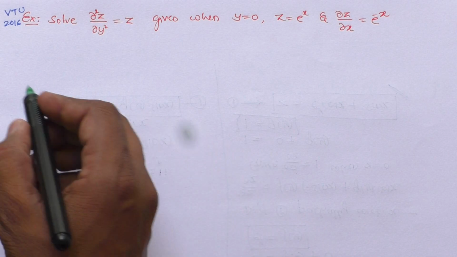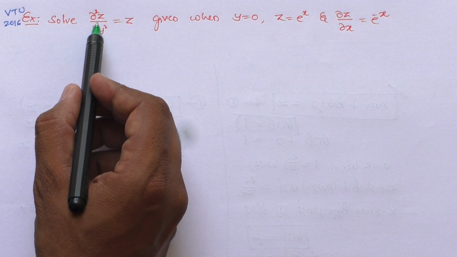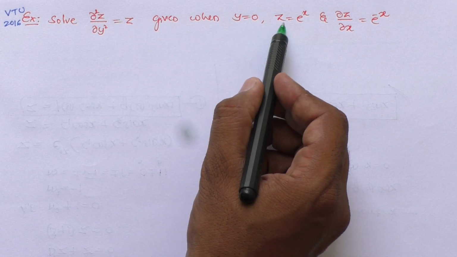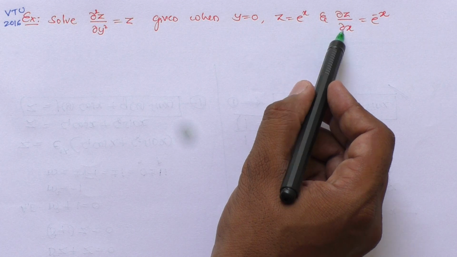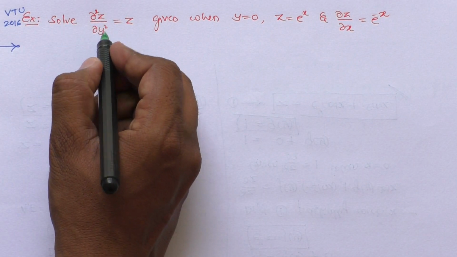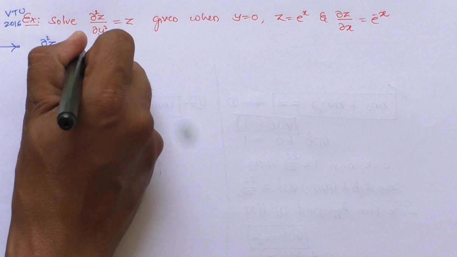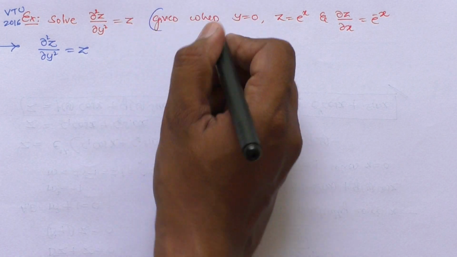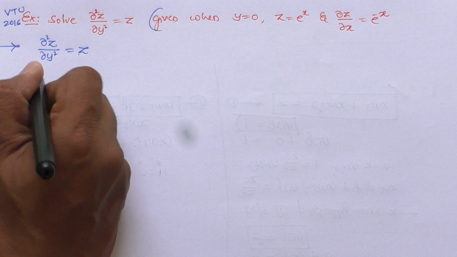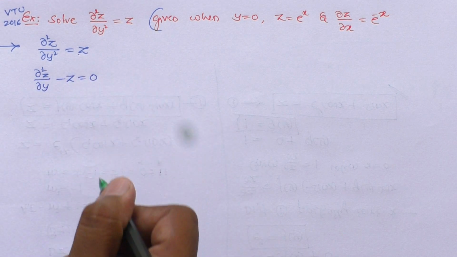Now let us solve another problem which has been given in VTU 2016 exams. Solve ∂²z/∂y² equal to z, given that when y is 0, z equal to e raised to x and ∂z/∂x is e raised to minus x. So now consider the given equation, ∂²z/∂y² equal to z. Forget about the conditions, we will apply them later on. So now z, take this side.